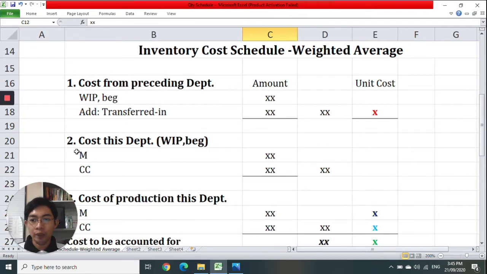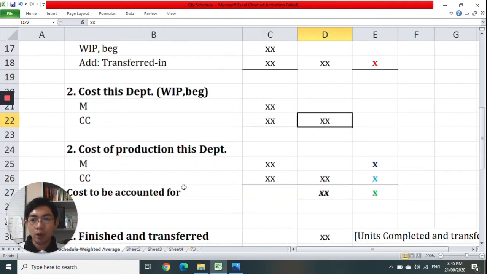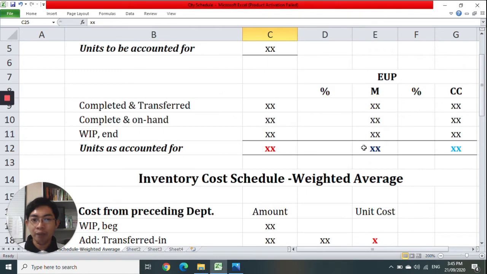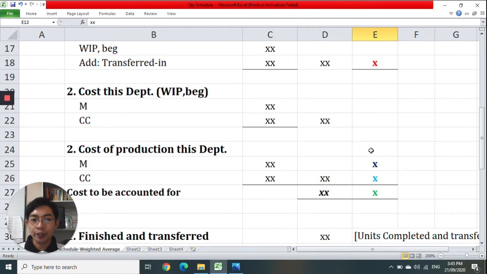Now, number 2, we have the cost this department, or the WIP beginning of this department. It is composed of material and conversion costs. So there's the total. Then we have the cost of production this department, composed of materials and conversion costs. We need to add the materials from your WIP beginning this department and cost of production this department materials. When we add those two, we divide it by the EUP in order for us to arrive at the unit cost for materials.